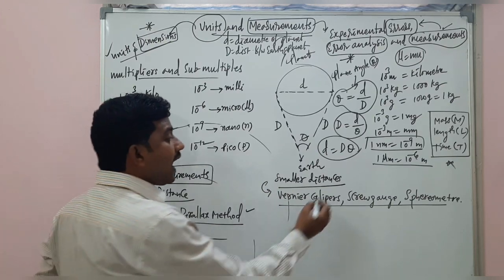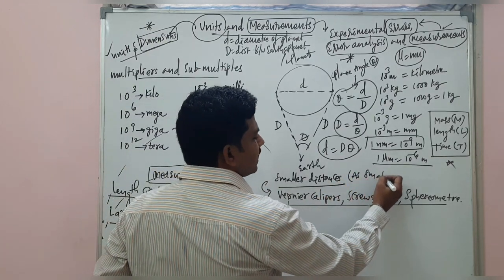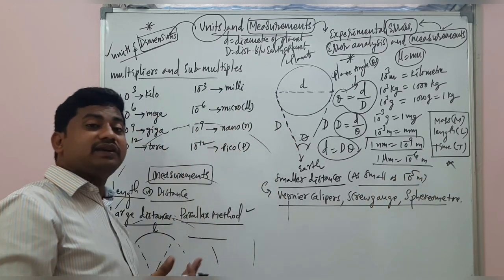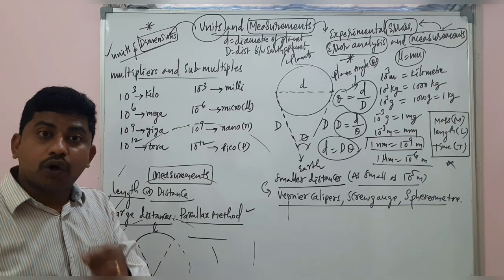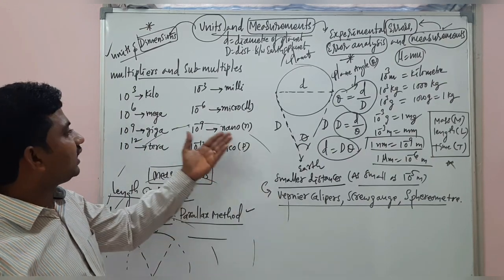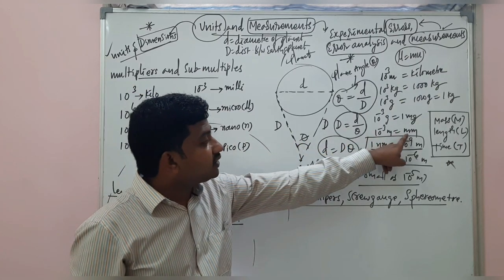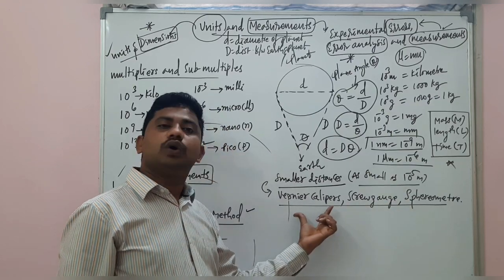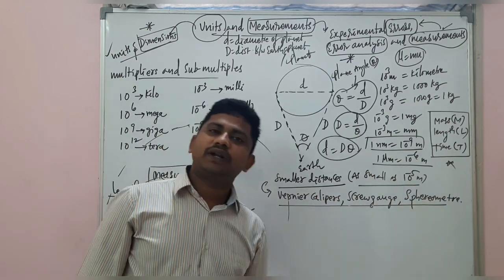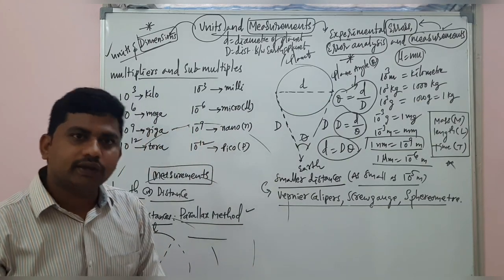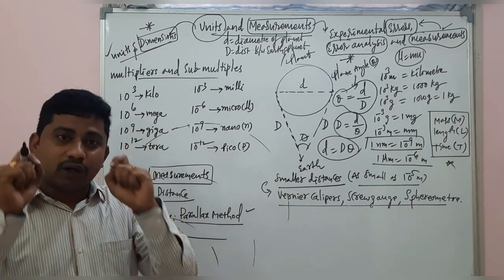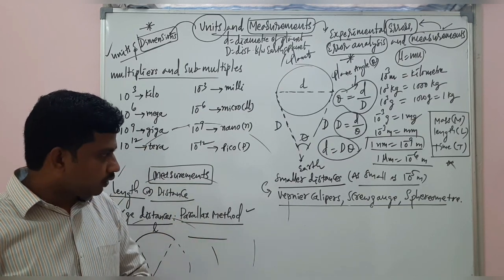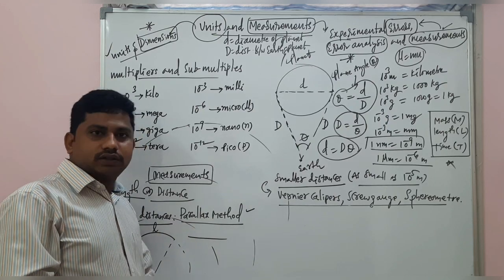How much small? As small as 10 raised to minus 5 meter. It's so small, smaller than a millimeter. 1 millimeter is just here, we have written it somewhere here. 1 millimeter is 10 raised to minus 3 meter. So lesser than the millimeter value you can find by using these vernier calipers, screw gauge and spirometer. My dear students, I hope you all are getting the point. Alright? Clear?